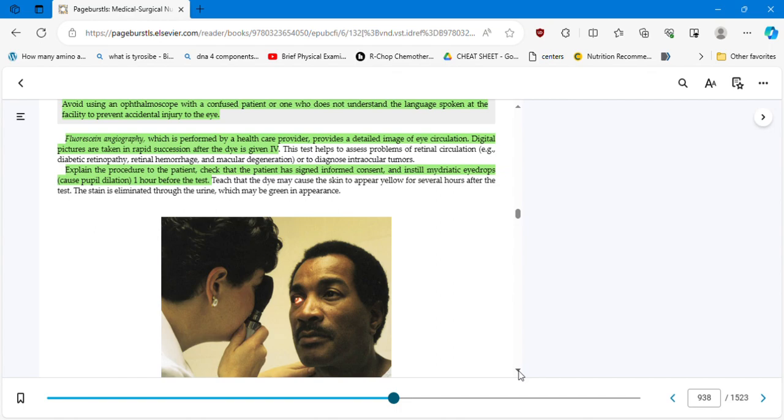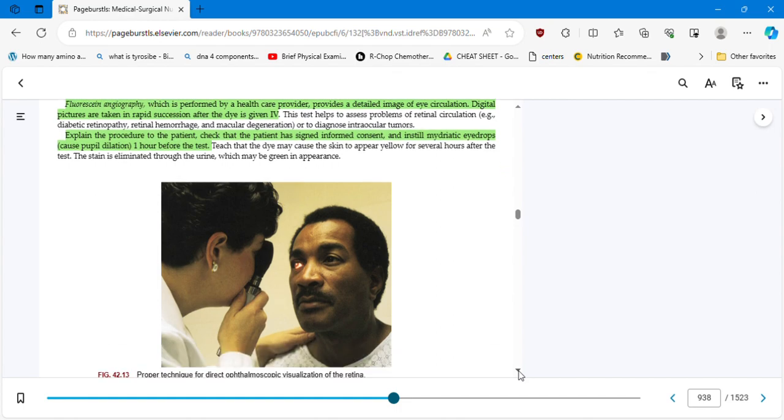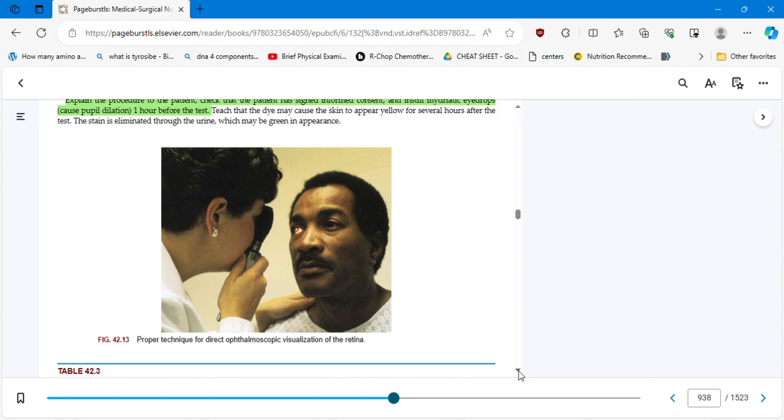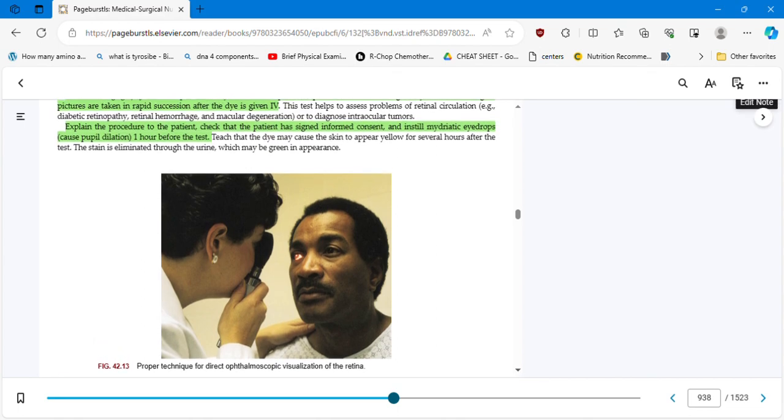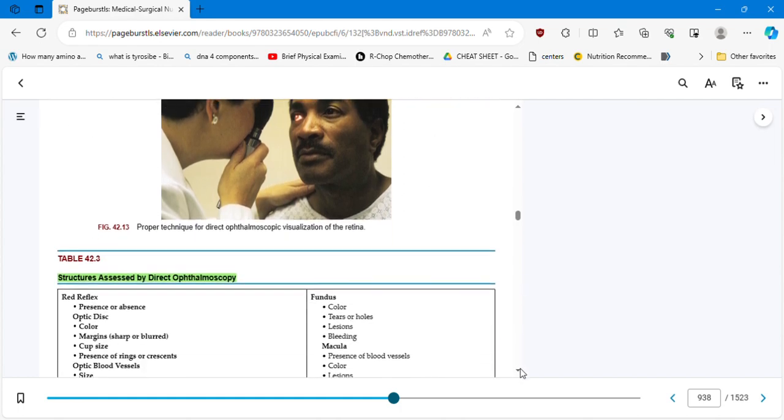Fluorescein angiography, which is performed by a healthcare provider, provides a detailed image of eye circulation. Digital pictures are taken in rapid succession after the dye is given IV. Then explain the procedure to the patient and check that the patient has signed informed consent. You know we are giving it IV, and it's still pediatric. Eye drops cause pupil dilation 1 hour before the test.